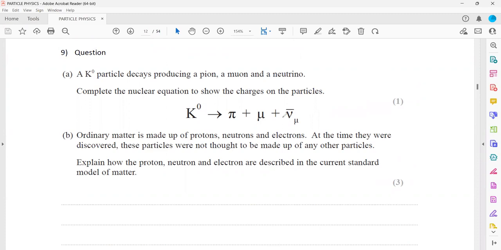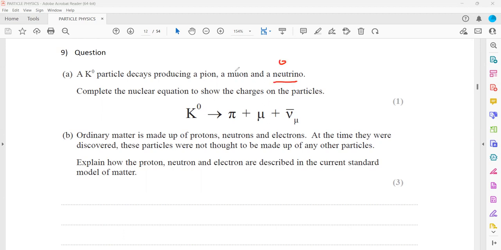The kaon is neutral, so if the left-hand side is neutral, the right should be neutral. The anti-electron neutrino does not have any charge, so it is zero. Or the anti-muon neutrino, basically it's not an electron neutrino. The muon neutrino also has its antiparticle. The neutrinos do not have any charge.